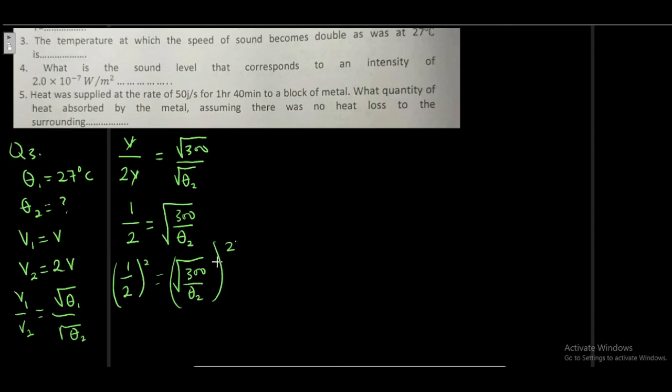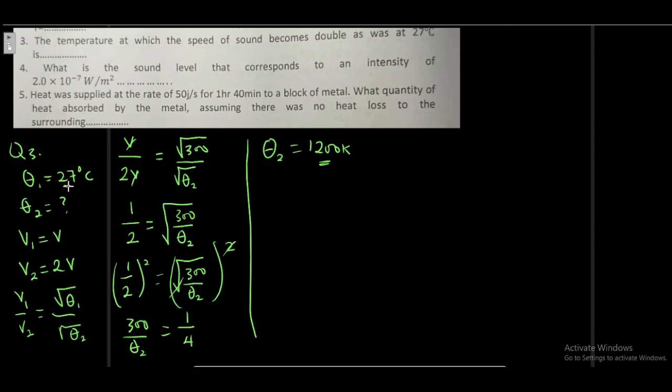Alright, so this is going to cancel out this and you're going to have 300 all over the new temperature equals 1 squared is 1 all over 2 squared is 4. So we have 1 over 4. Alright, so to get the new temperature now, we simply cross multiply. So we're going to have theta 2 times 1, that will give us theta 2 equals 300 times 4, that will give us 1200 Kelvin.